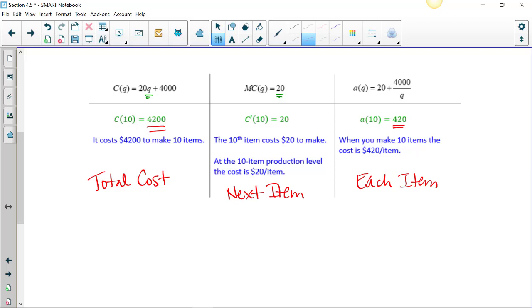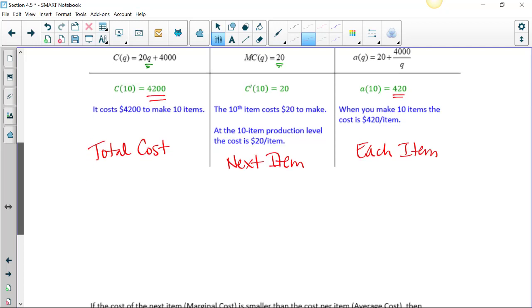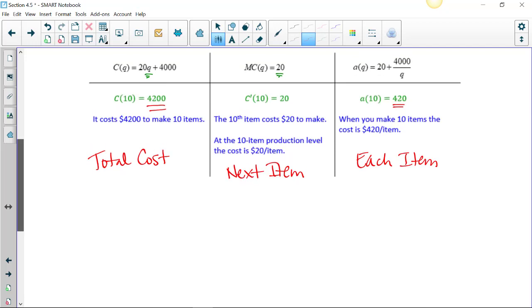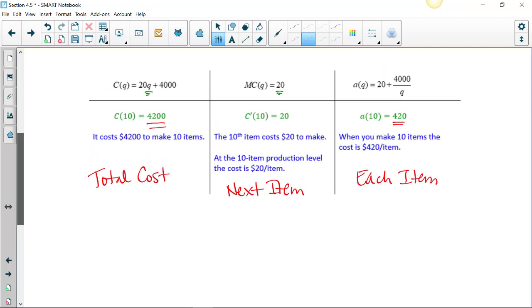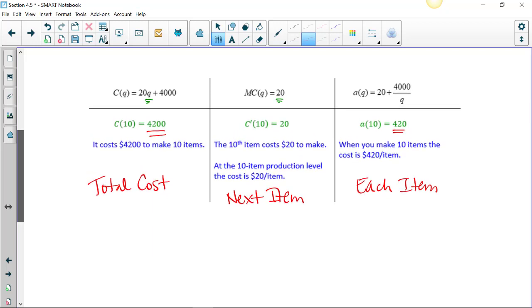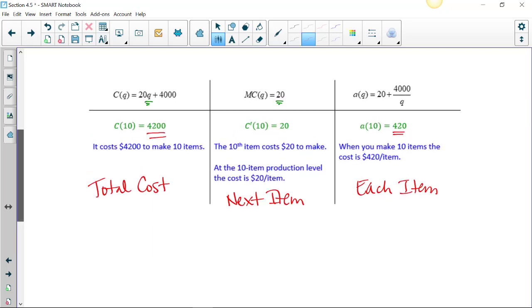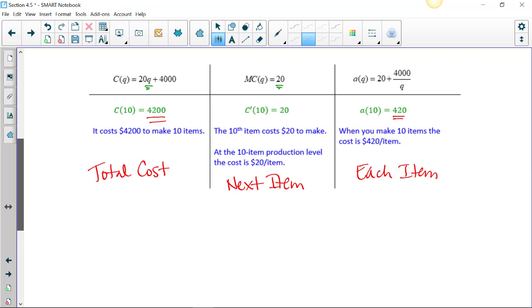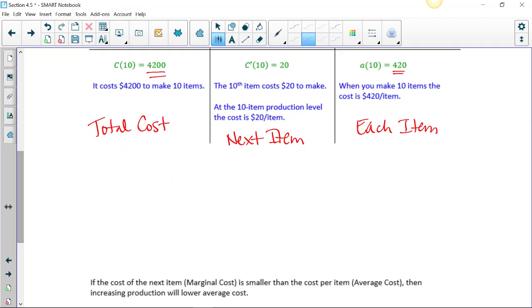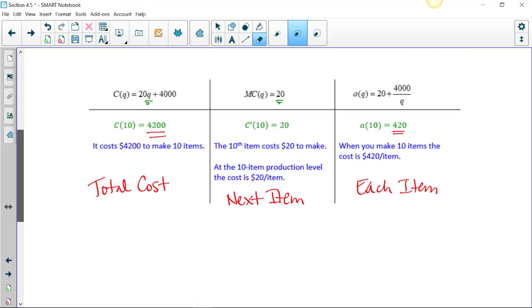Now, what are we interested in? We want the cost per item to be the lowest, right? So how do we decide production level? Should we produce more or should we produce less? So that our cost per item is at a minimum. Okay, so let's take a look at this for a second.